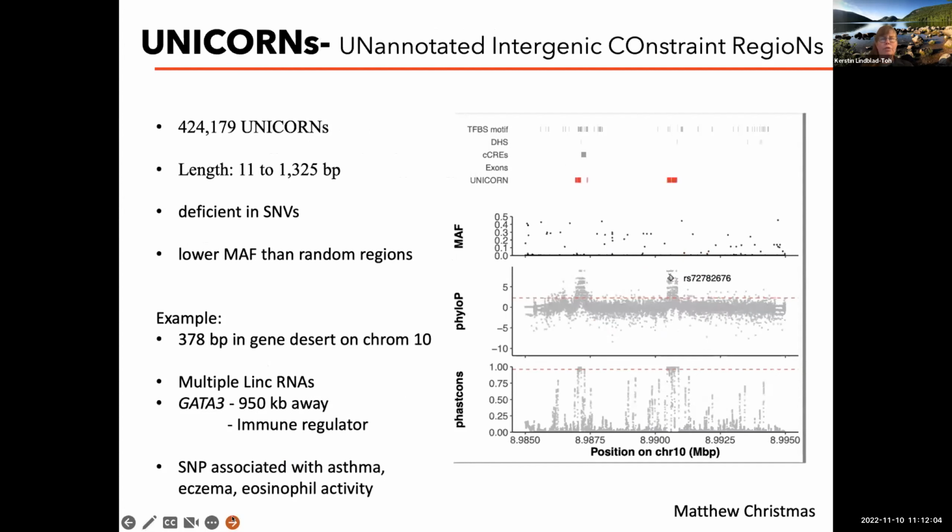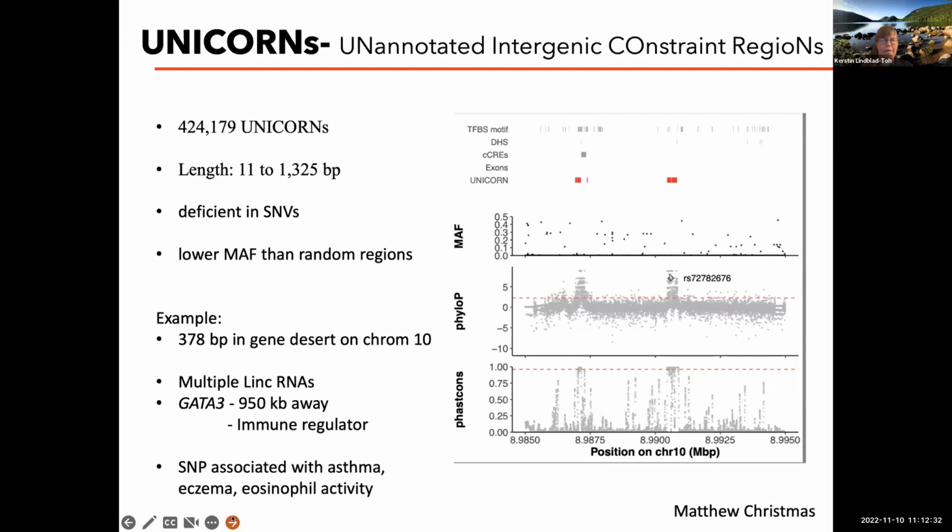We were also noticing that there were a lot of constraint elements that were lacking any kind of other annotation. So we termed these unicorns and annotated intergenic constraint regions. There are more than 400,000 of these. They are between 11 base pairs and 1,300 base pairs. They are deficient in single nucleotide variants, and they have a lower minor allele frequency than random regions.